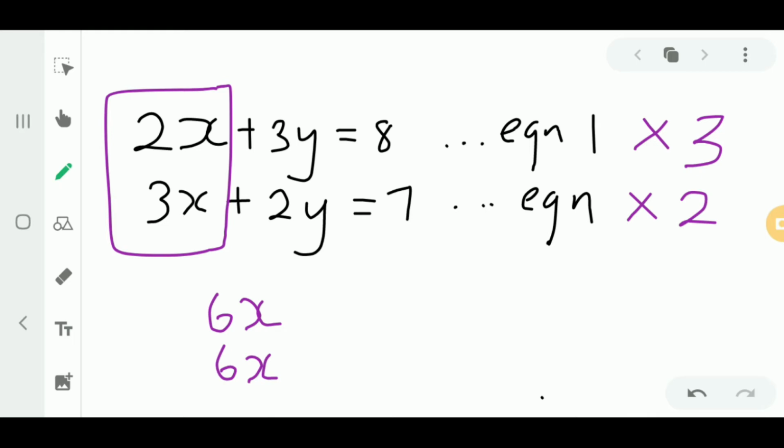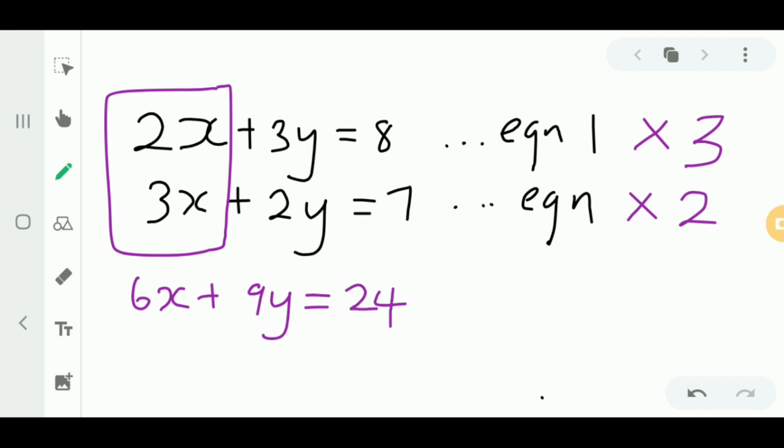Now, if you are multiplying the x coefficient by 3 for equation 1, you have to multiply everything in that equation by 3. That means we now have 6x plus 9y is equal to 24. For equation 2, if we're multiplying the 3x by 2, that means we have to multiply everything in the equation by 2. So now we have 6x plus 4y is equal to 14.